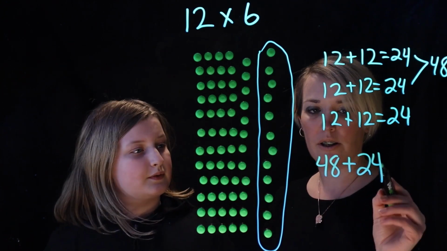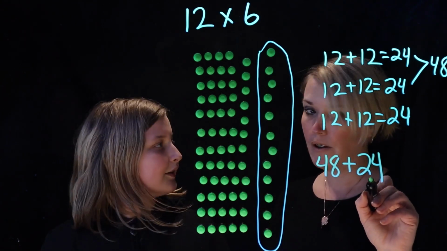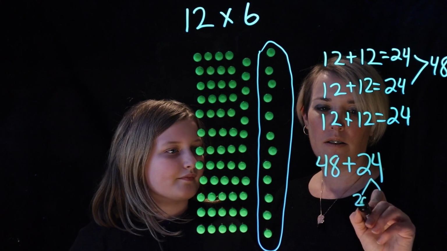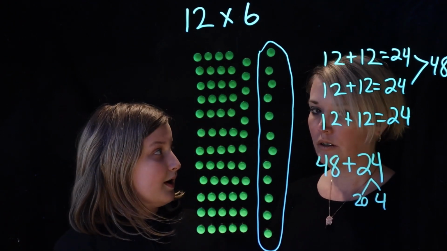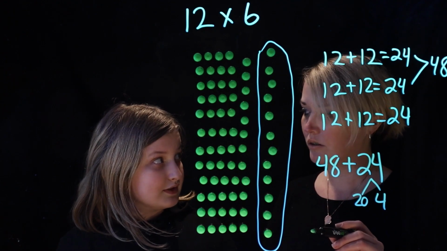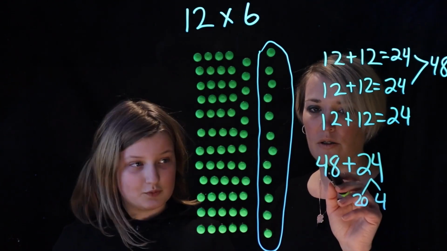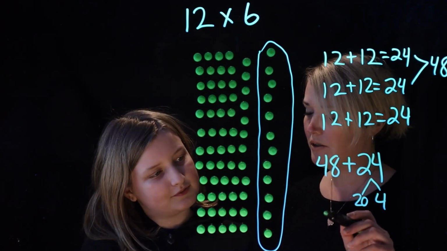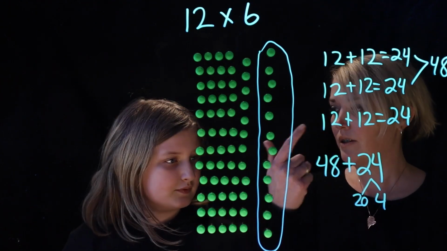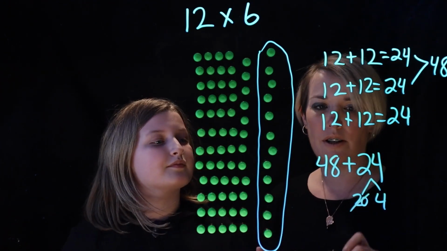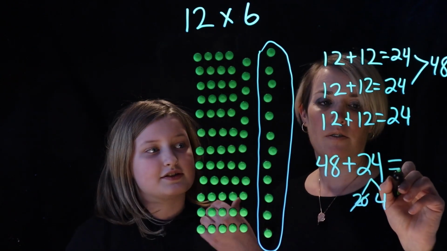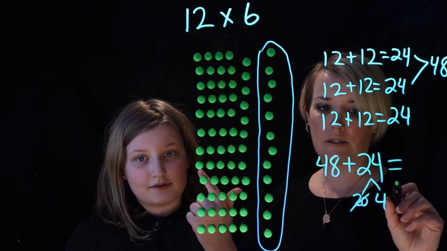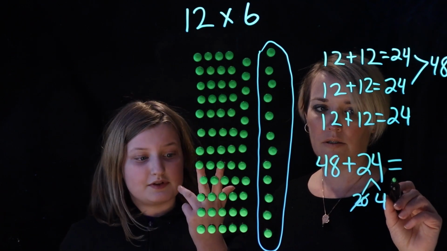Okay. So what are you going to do? Or do you want to split this into like 20 and 4? Yeah. Okay. So I believe it equals 72. Wowzers, that's quick. So let's do 48 plus 20. So 58, 68. That's the 20. And then 68 plus 4. So 68, 69, 70, 71, 72.